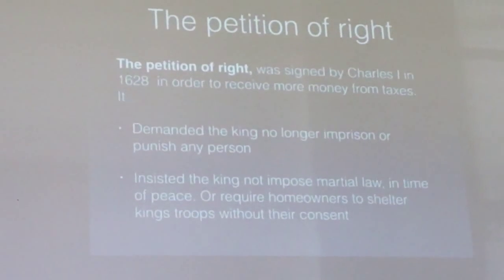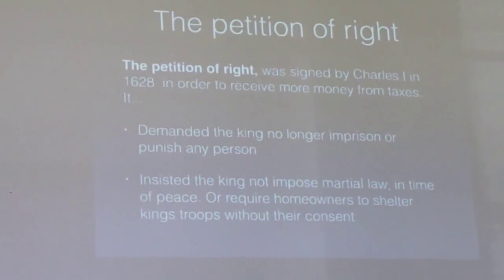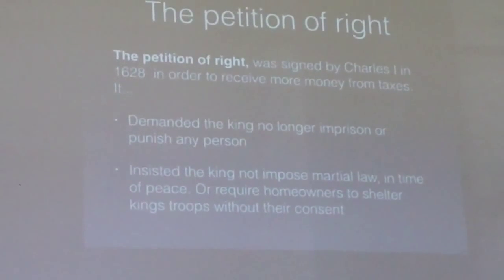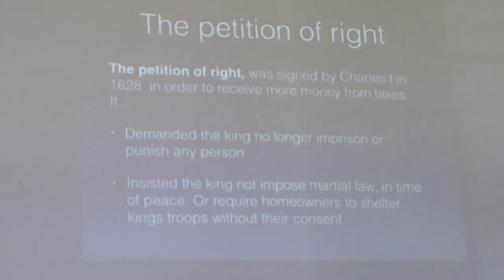And it insisted the king not impose martial law in time of peace or require homeowners to shelter the king's troops without their consent. So let me ask you this question. If that was part of the Petition of Right, and the English colonists were theoretically British citizens, why during the Revolutionary War were they living in and using just average colonist farms and houses?